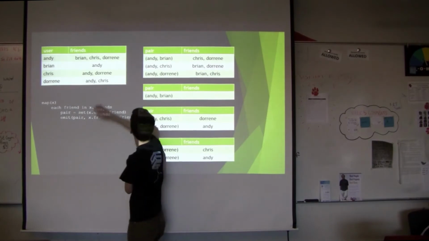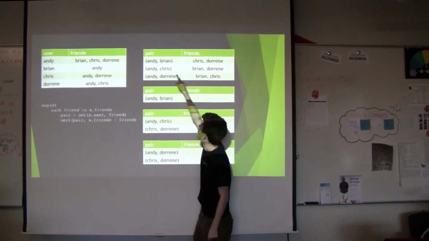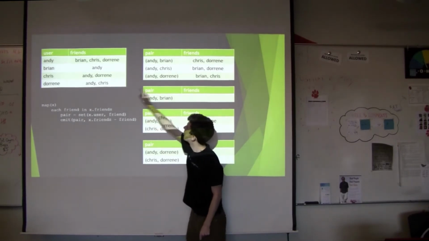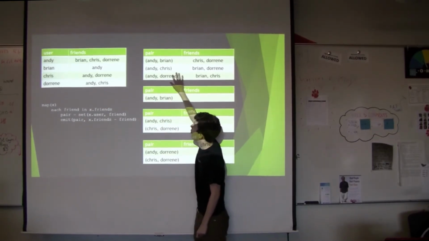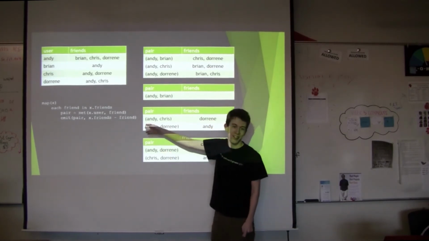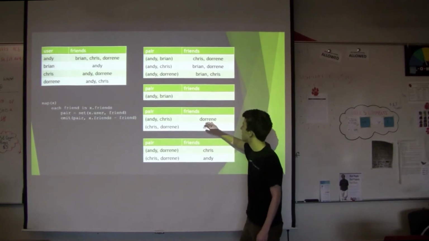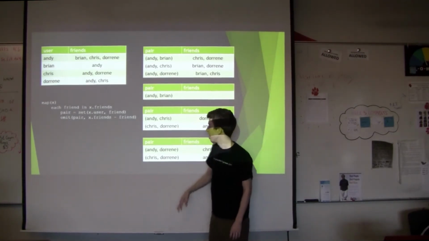So basically what we do, over here is the result of the map functions. For Andy, we pair him up with Brian and emit the rest, pair him up with Chris and emit the rest, and so on. We're sure to keep these alphabetically ordered. I got away with that by using sets over there because they would be the same. But the idea is that that way they'll match up. And we'll see that in a second.